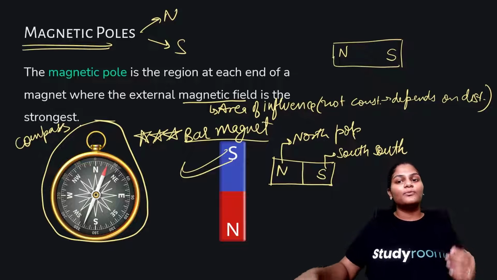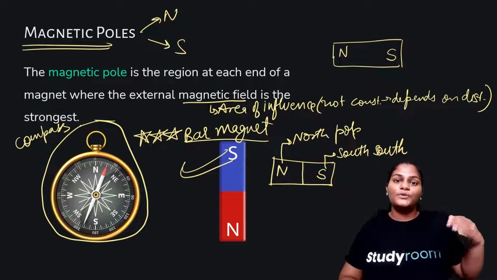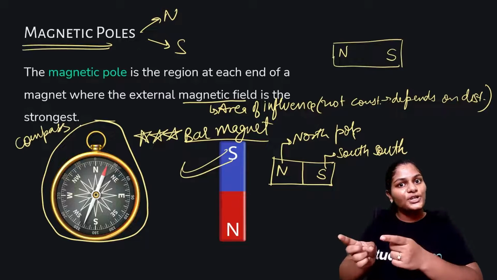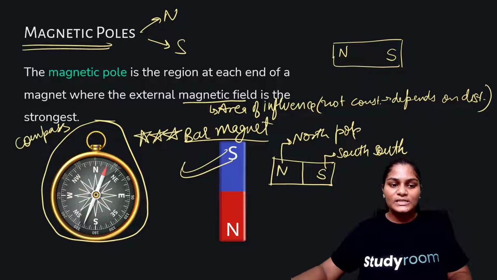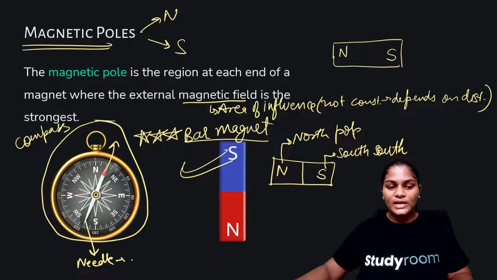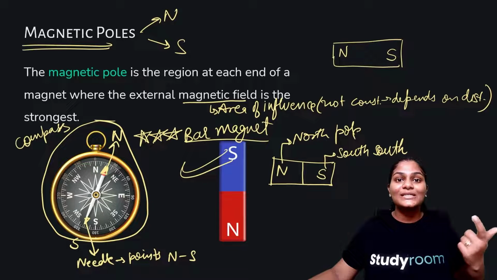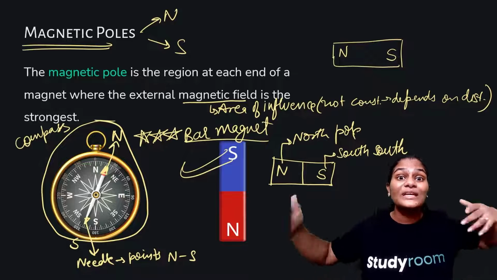So you must have seen in movies or in books that sailors use compasses to determine which direction they want to go in. This needle of the compass points north and south, which means this red end points towards the north direction, and this south end points towards the south direction. Now, which north and south is this? It's the north and south of the earth.